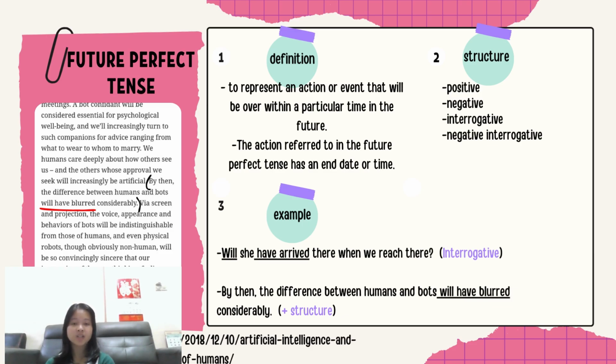So the second example I retrieved from an article. By then, the difference between humans and bots will have blurred considerably. This is the example for the artificial intelligence topic.